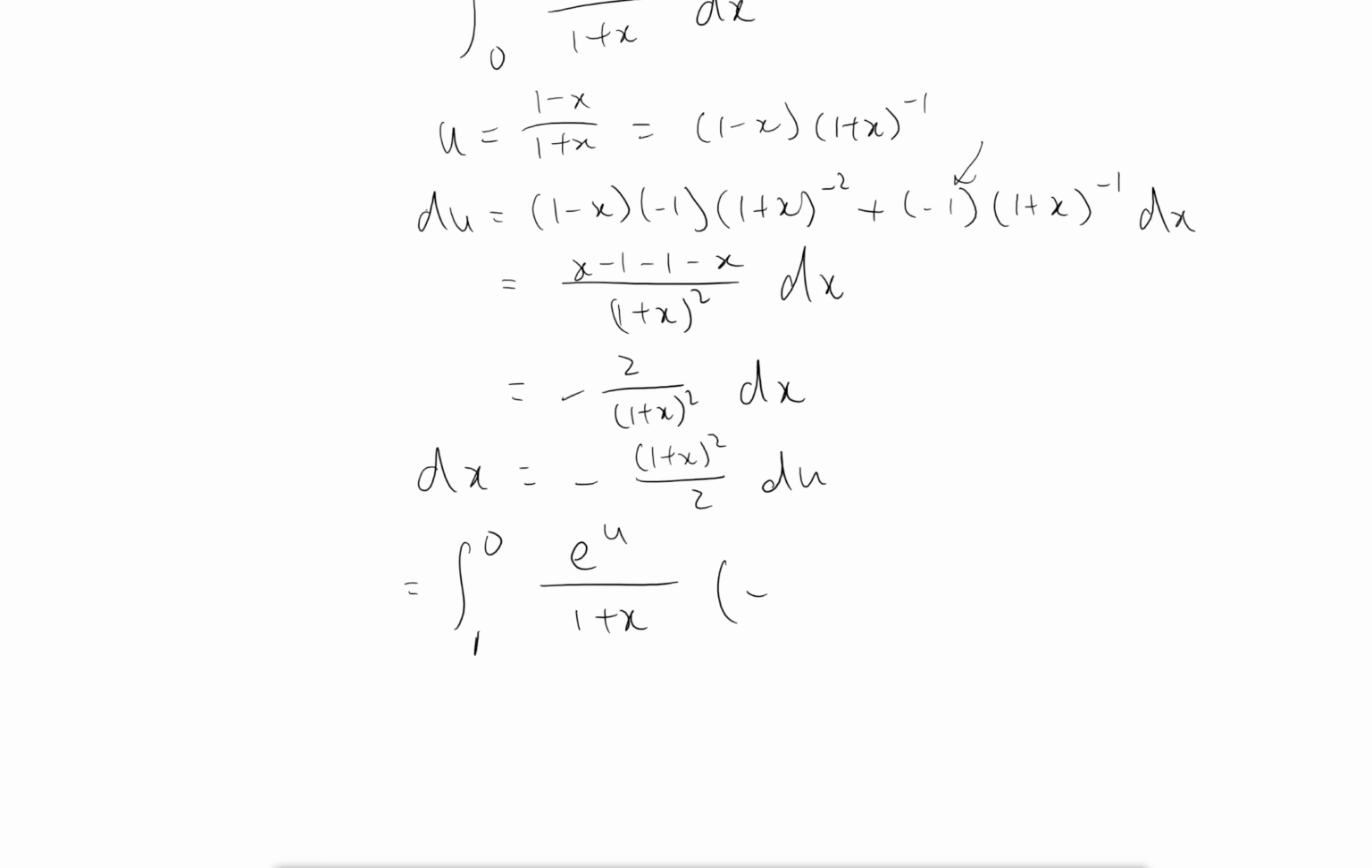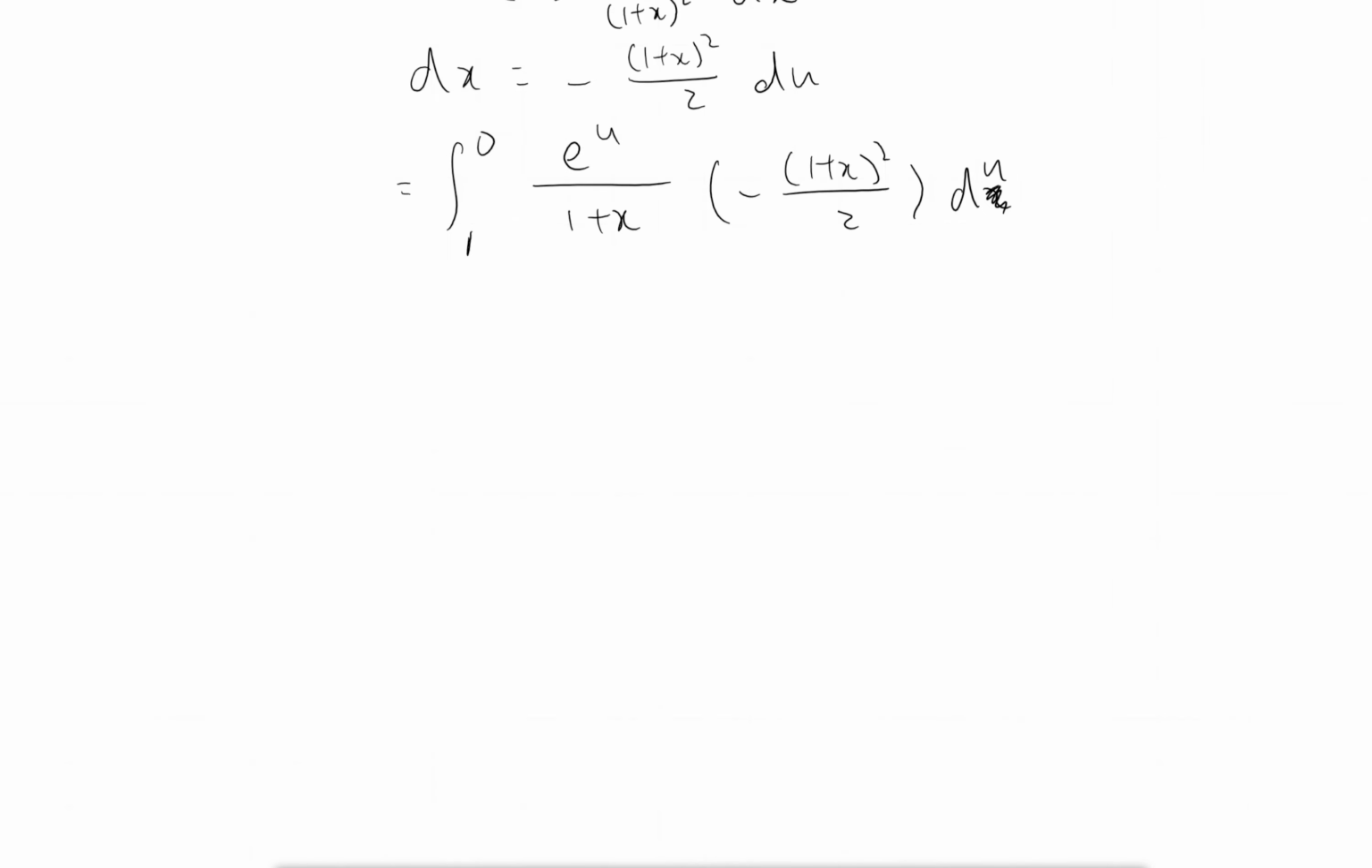dx is minus (1 plus x) squared over 2 du. We're just making a substitution here. Okay, so we could see that the 1 plus x actually cancels out from top and bottom. All right, so that equals, and the minus could swap the limits around, so we do 2 steps in one. So that's e to the u multiplied by (1 plus x) over 2 du.